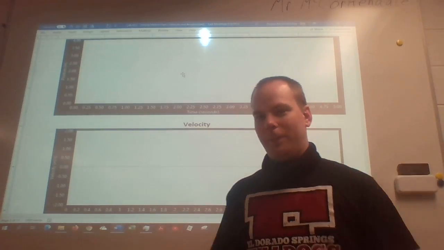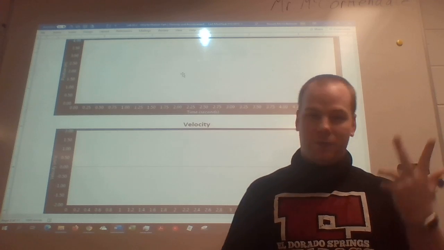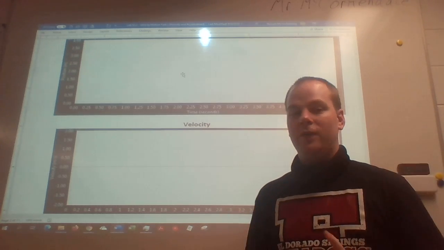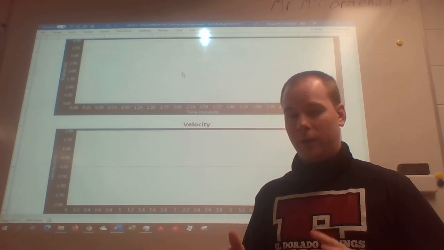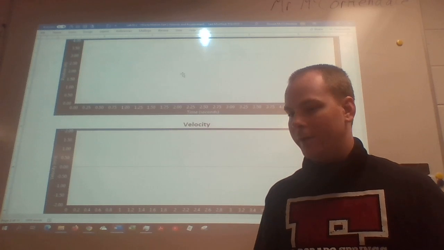Okay, so I'm going to spend a couple of minutes going through some of the position time graph and velocity time graph stuff that people have been asking me about. I'm going to start with some of the basics, and then we'll move into some of the more complicated stuff like calculating accelerations and what acceleration graphs look like on a velocity graph.